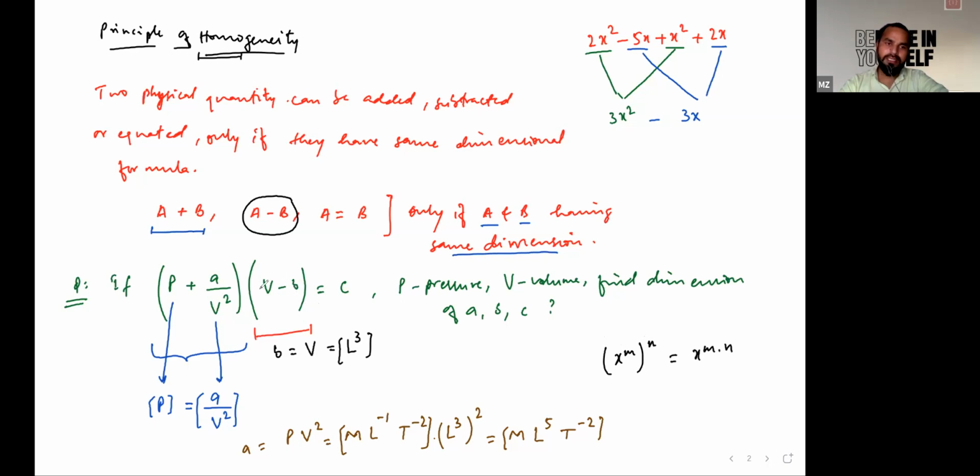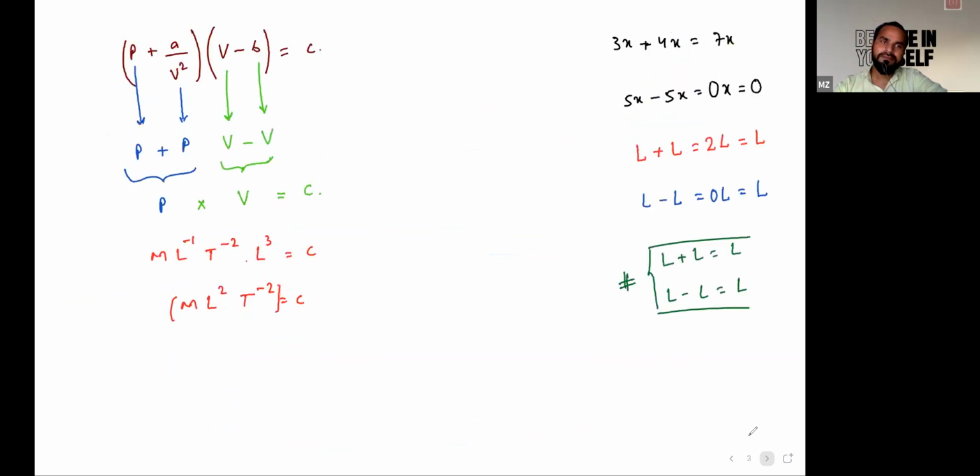Similarly, we have done this for the second part. V and b are related with a negative, subtraction. So according to the principle of homogeneity, their dimensions would be equal. So we have just equated them. The dimension formula of b would be L cubed. So this we have just defined the principle of homogeneity. You can take a screenshot. Done. Yes, sir. Done.